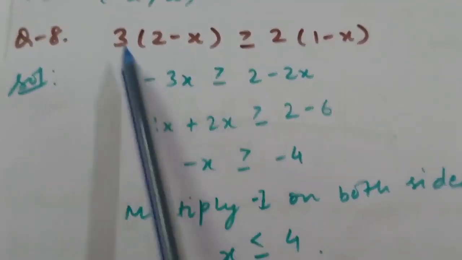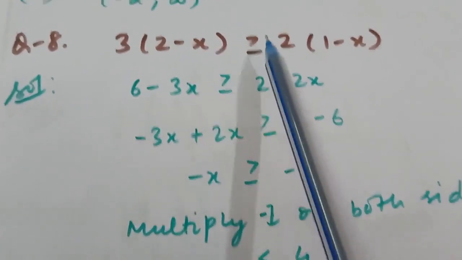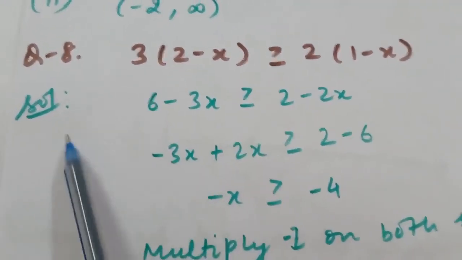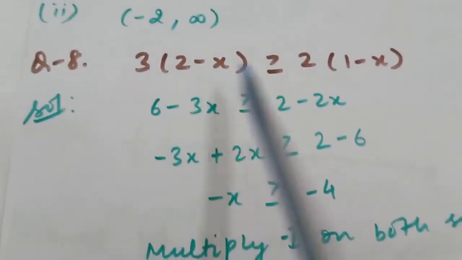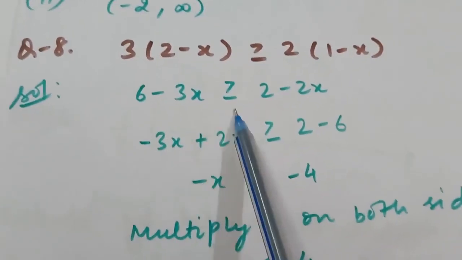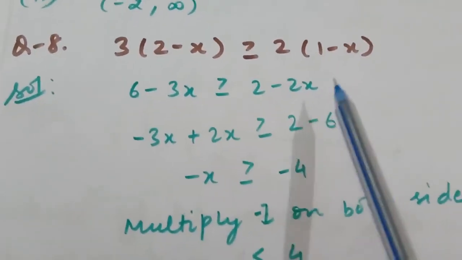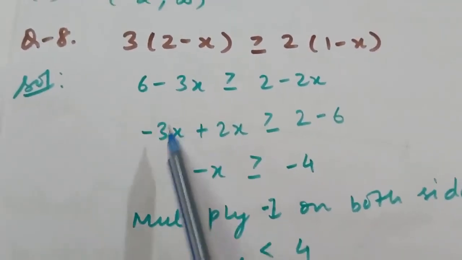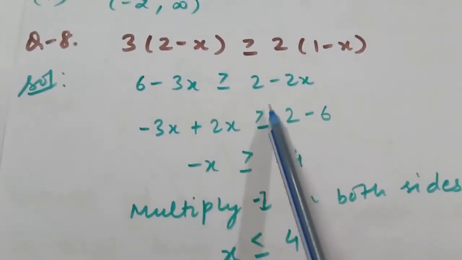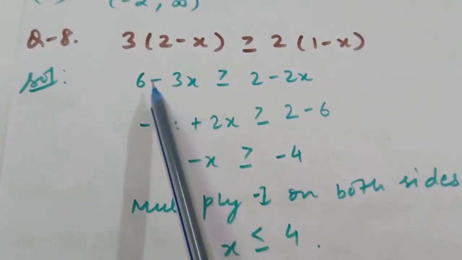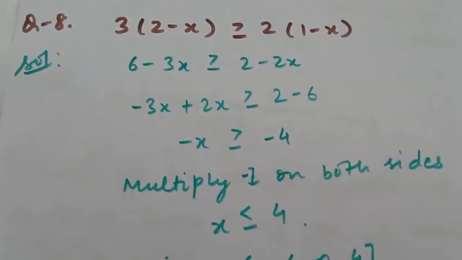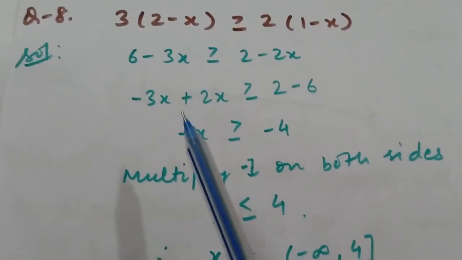Question 8: 3(2 - x) ≥ 2(1 - x). For solving, first of all multiply 3 with this term and 2 with this term. You will get 6 - 3x ≥ 2 - 2x. Now minus 3x as it is, take this minus 2x this side, ≥ 2 as it is, take that 6 this side. Do the same as you have done in the equations in earlier classes.